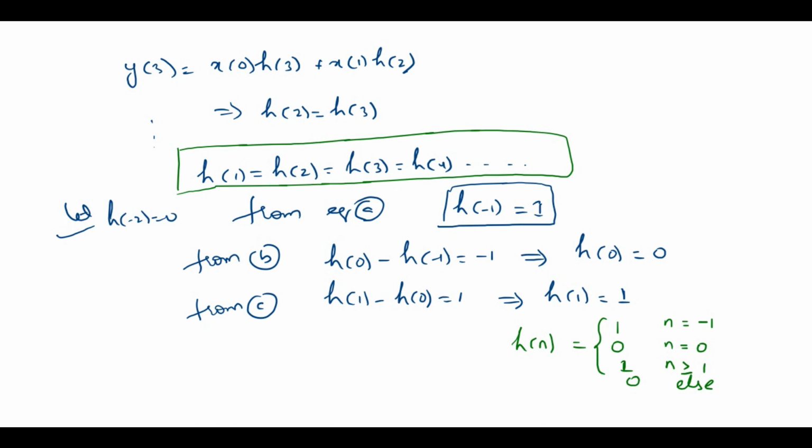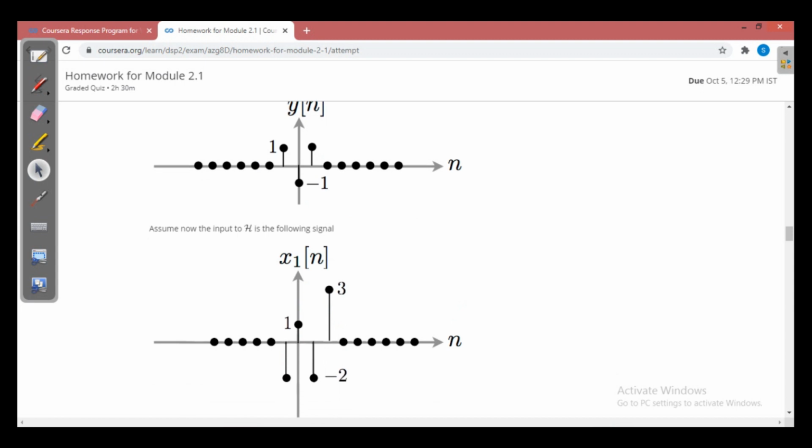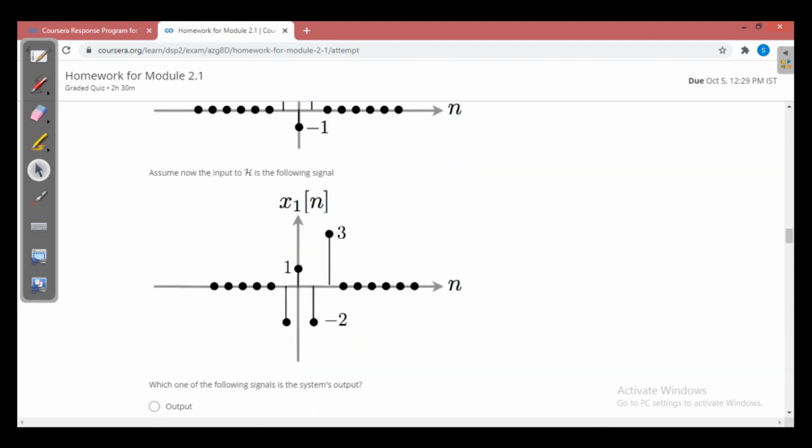Okay. Now we need to find the response of the system for the input x1. Here x1 has 4 samples from n equal to minus 1 to n equal to 2. Simply, the convolution between x1 and the impulse response. Now see, the given x1 sequence is minus 2, 1, minus 2, 3, and this is the origin.